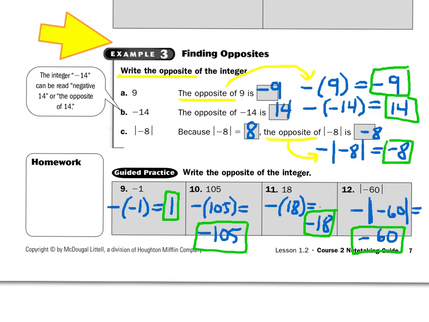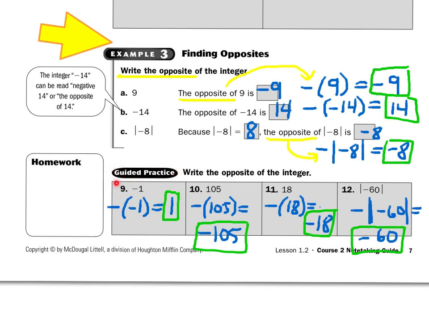Now they can make it tricky. Look at example C. They want the opposite of the absolute value of -8. Well, remember, the absolute value of -8 would give us 8. So what's the opposite of 8? -8. But look at what that looks like with symbols. The opposite of the absolute value of -8 equals -8.